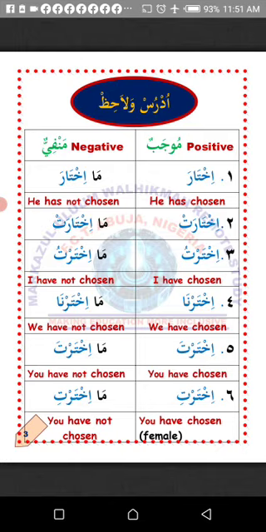Ikhtarna, we have chosen. Makhtarna, we have not chosen. Khamsa, number 5. اخترت, you have chosen, talking to a single male person. ما اخترت, you have not chosen. ستة, number 6. اخترتي, you have chosen, talking to a single female person. ما اخترتي, you have not chosen. I hope you understand. MashaAllah.